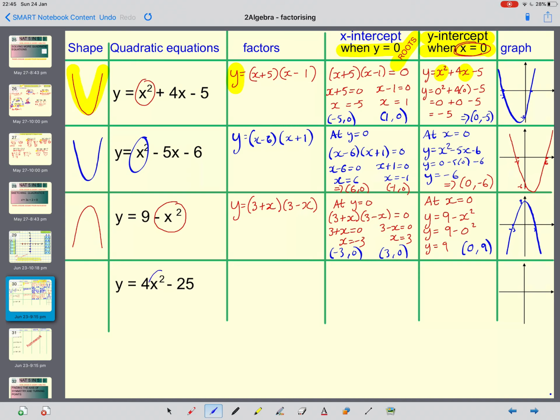Next one, from x squared. Yep, there's a positive. So this is my shape. You'd recognise it's a difference of 2 squares again, so it's 2x add 5 and 2x take away 5. Find the roots. At y equals 0, taking each bracket separately, making them equal to 0.